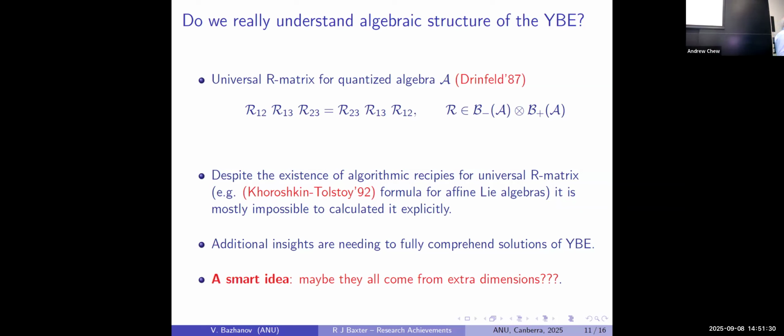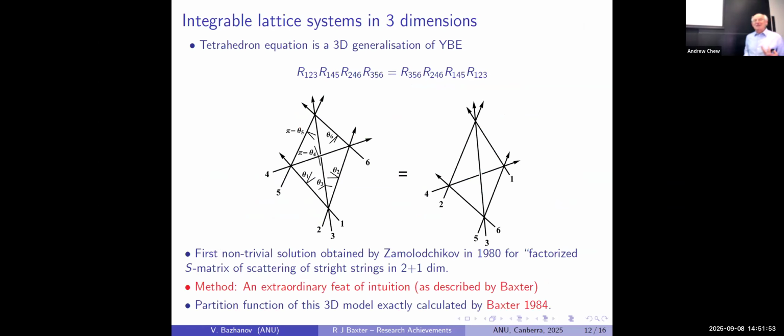And so I might have an idea, or maybe this comes from extra dimensions. Suppose we have a string in 26 dimensions, and by compactification to 2 dimensions, we get all the solutions of the Baxter equation. But why do we need 26? Maybe 3 dimensions is enough. So is there an analog of the Baxter equation in 3 dimensions? Yes, there is an analog of the Baxter equation.